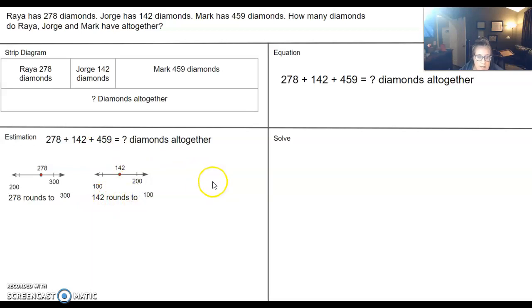My last number I have is 459, and I'm going to do the same thing. I have 400 on this side. I have 500 on this side. Again, 459 is pretty close to the middle, but it's a little bit further than the middle, just by a little bit. So is 459 closer to 400, or is 459 closer to 500? That's right, it's closer to 500. So I'm going to round 459 to 500.